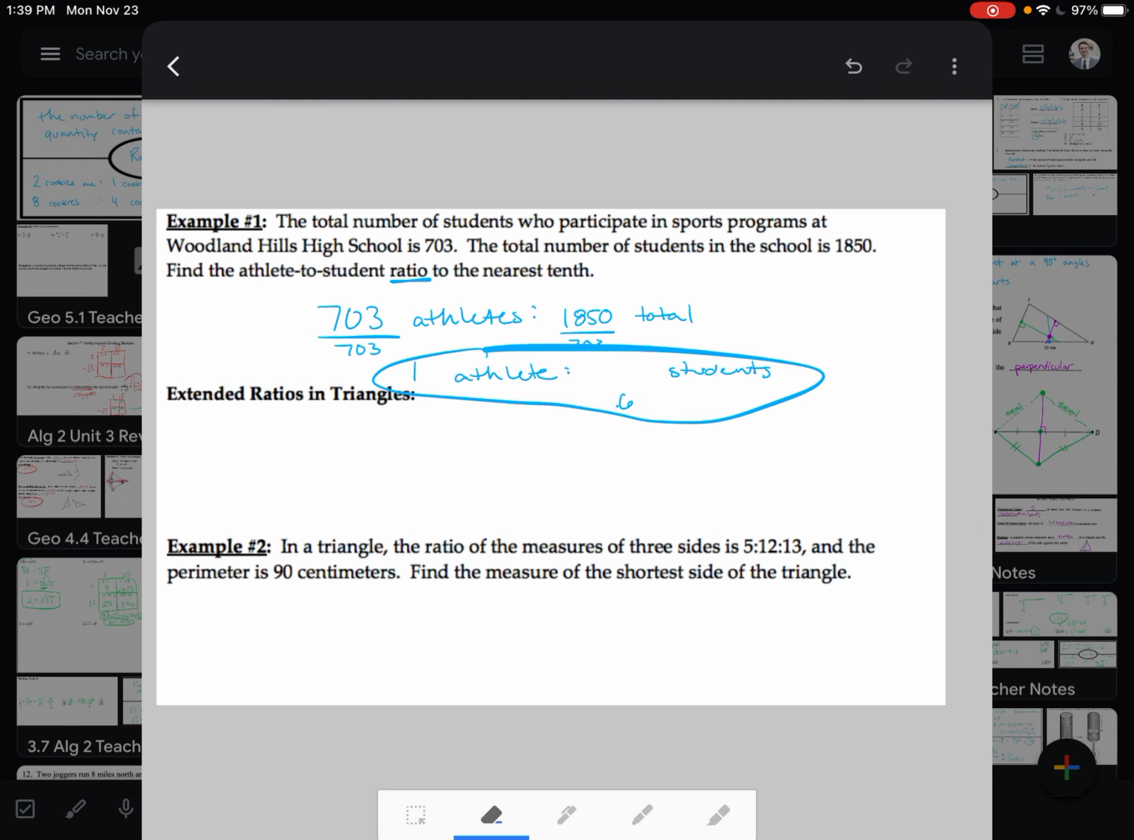And I should make this more clear. We'll just leave that as 2.6 students to avoid confusion. So 1 athlete to every 2.6 students.